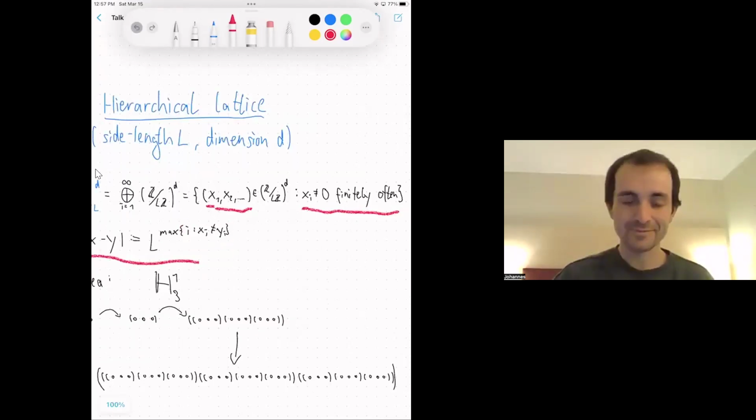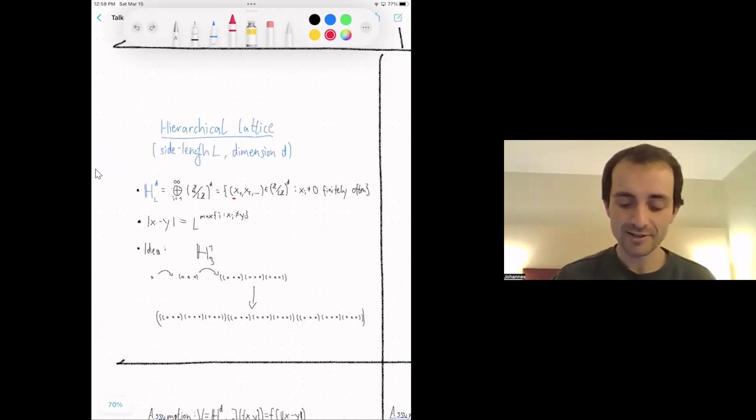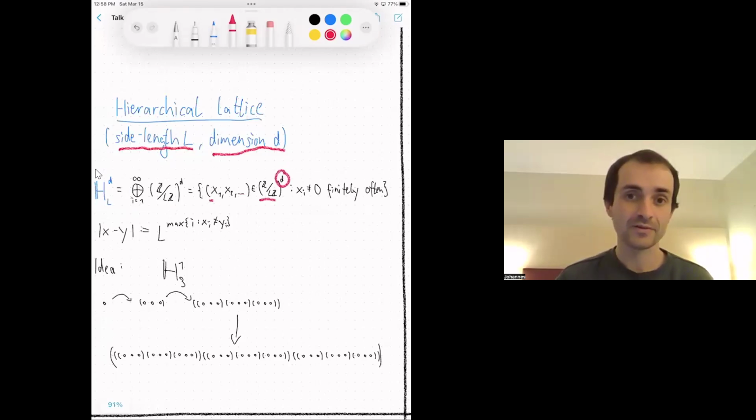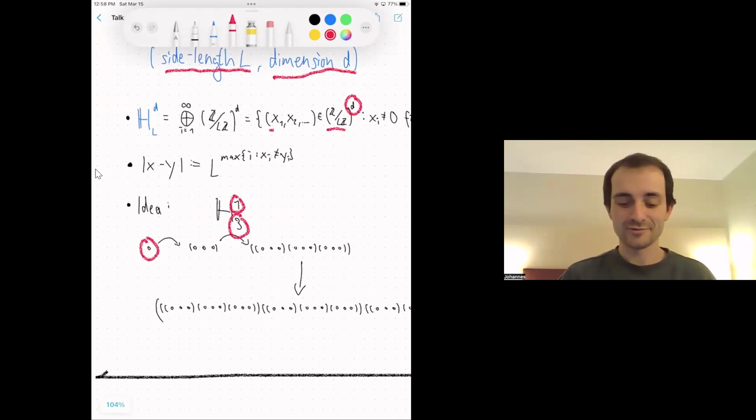Okay, so maybe let me describe a more intuitive definition of the hierarchical lattice. What I didn't say so far is that the hierarchical lattice is also defined with respect to a side length L and a dimension D. This is exactly the side length of the torus and the dimension of the torus. And how I imagine this, maybe with side length 3 and dimension 1, is as follows. You start with one object, and then you duplicate this object 3 times. Then you have 3 copies of this object, and that's the first level.